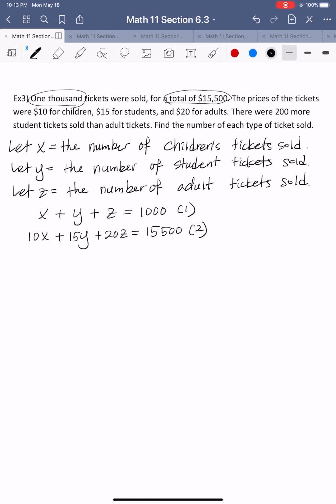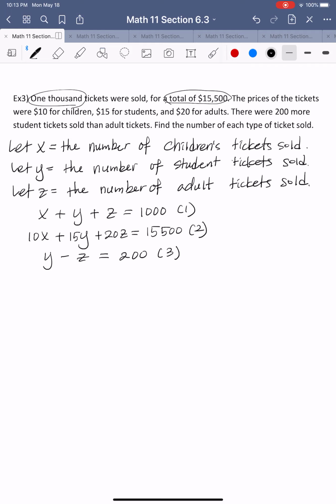And also, there were 200 more student tickets sold than the other tickets. So the difference between the number of tickets from the students and others is 200. So you can say y minus z equal to 200. So this is equation 3.